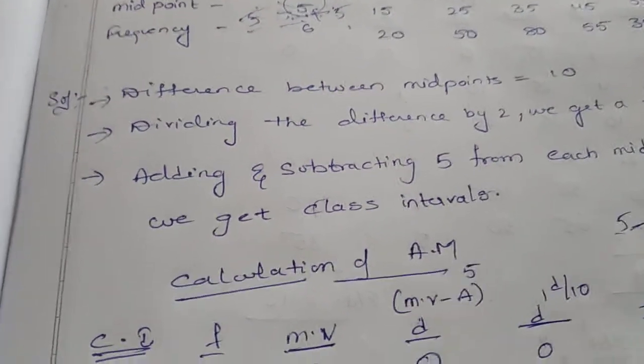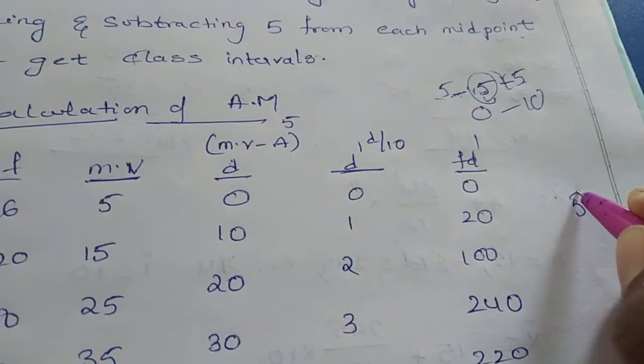Okay, so here how can we do that? Suppose there is a 5, a value 5 here. So for this 5, what do we have to do?